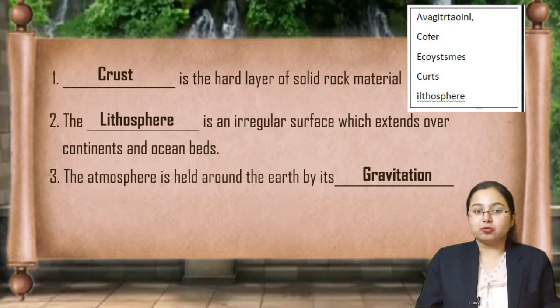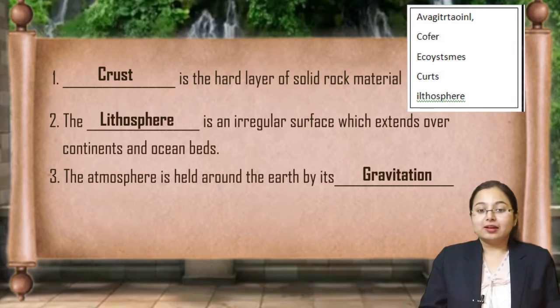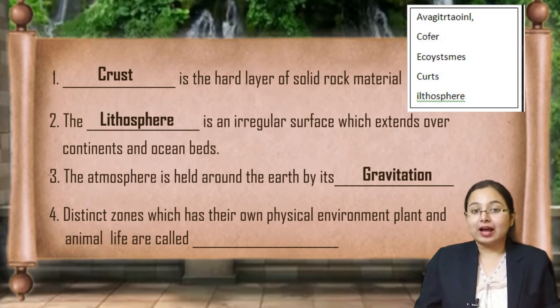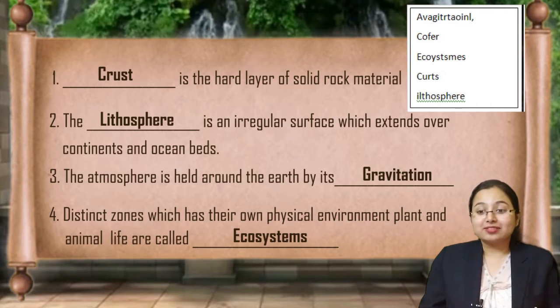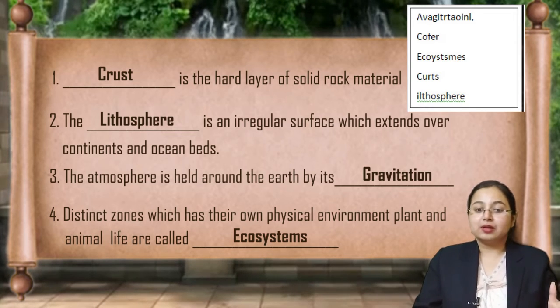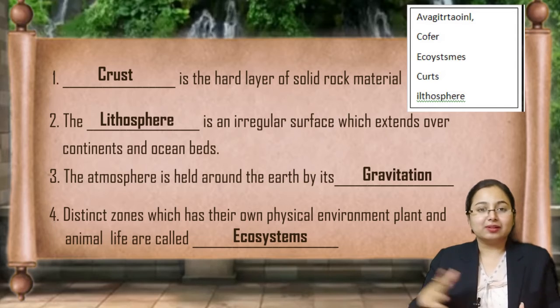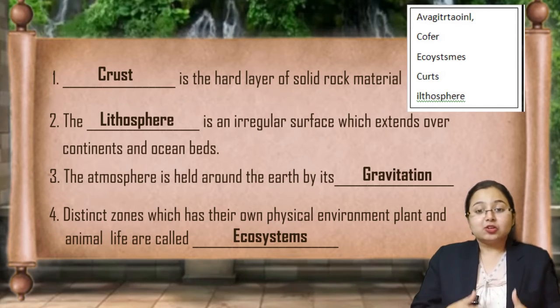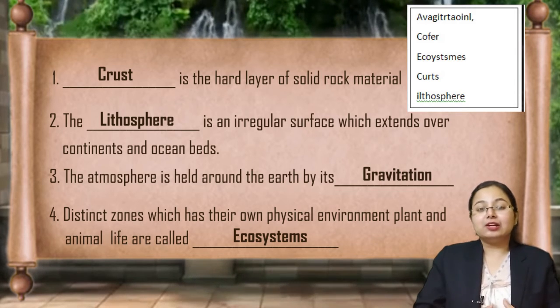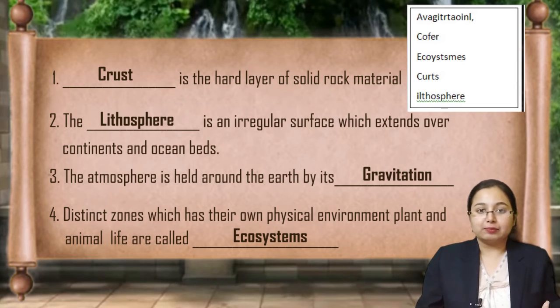Now let's come to question number 4. Question number 4 says, distinct zones which have their own physical environment, plant and animal life are called dash. They are called ecosystems. See, plants have their own ecosystem, animals have their own ecosystem, and human beings also have their own ecosystem. So an ecosystem is a different zone having its own physical environment.